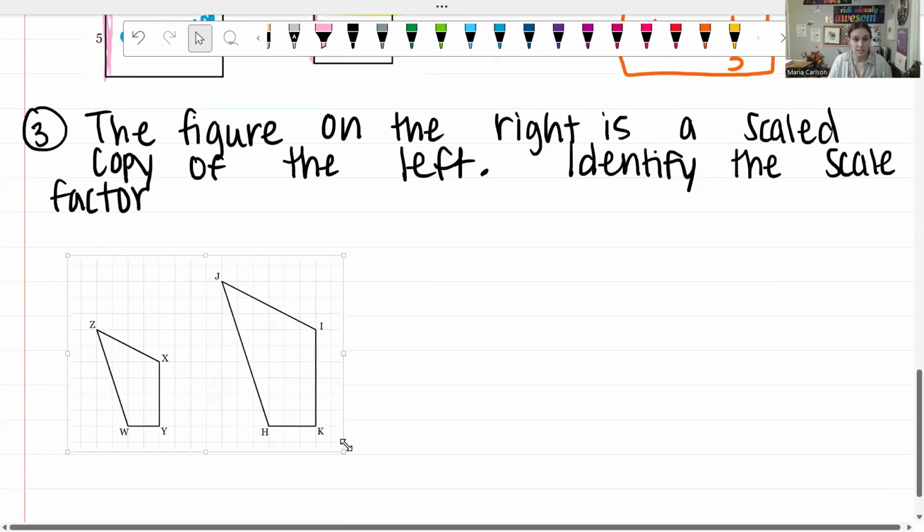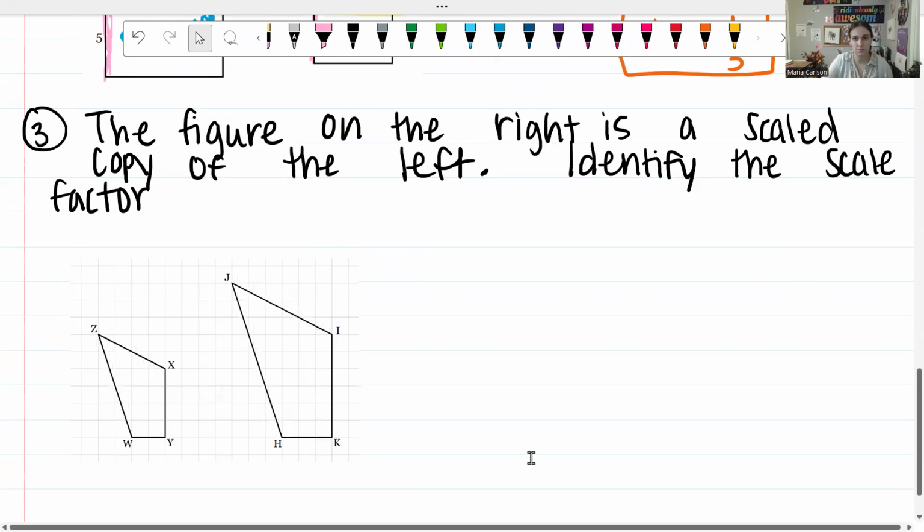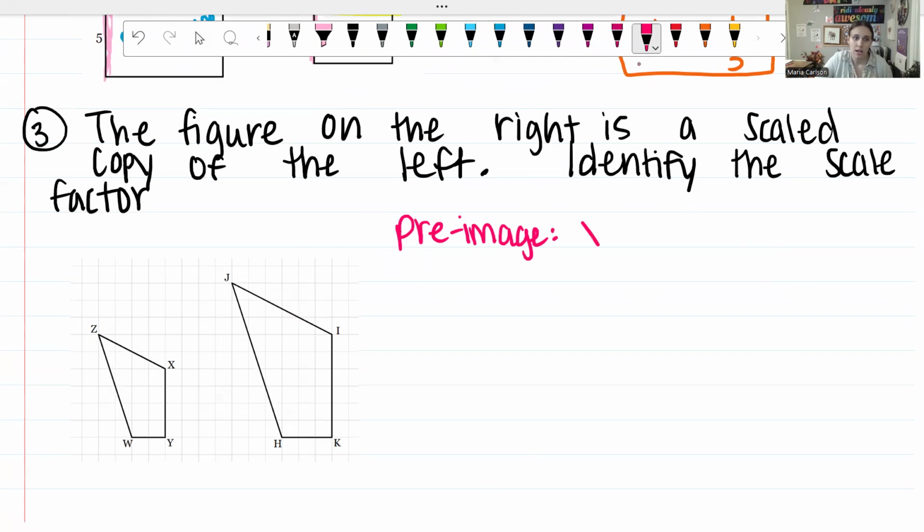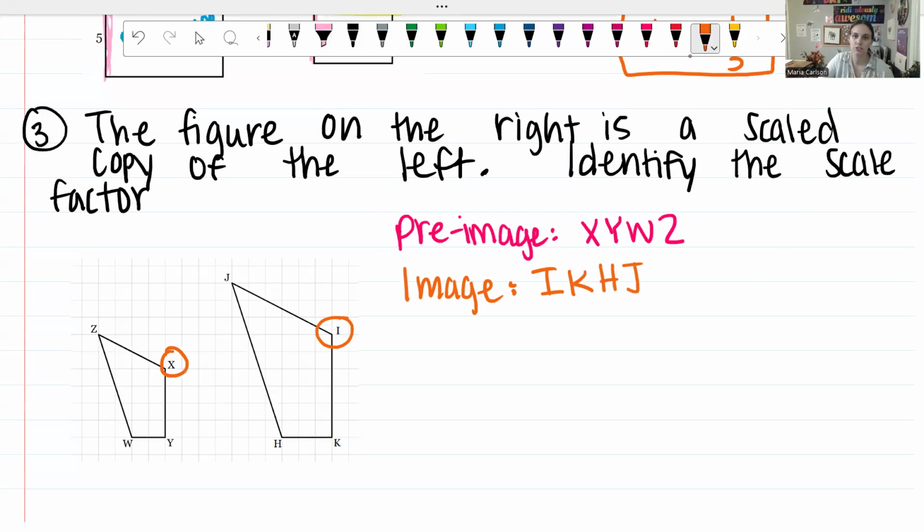All right, so the figure on the right is a scaled copy of the left. So that means this smaller shape, let's see, I'm going to write this out. Our pre-image is this smaller shape on the left, right? The original X, Y, W, Z. And that becomes the image, which is our scaled copy, and start with the same corresponding part. So I started our pre-image name with X, so I'm going to start our image name with I. So this would be shape I, K, H, J.